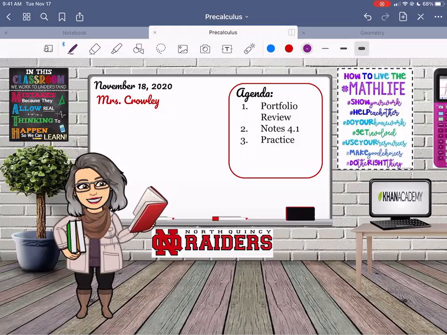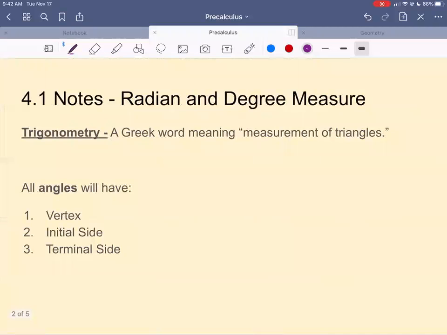But we're going to take a look today at the notes for section 4.1 because we are starting chapter 4 today. So 4.1 is all about radian and degree measure. We're starting our trigonometry chapter. And what trigonometry means is it's a Greek word that means measurement of triangles. Now, trigonometry was basically discovered as a way to help with measuring triangles and their different applications.